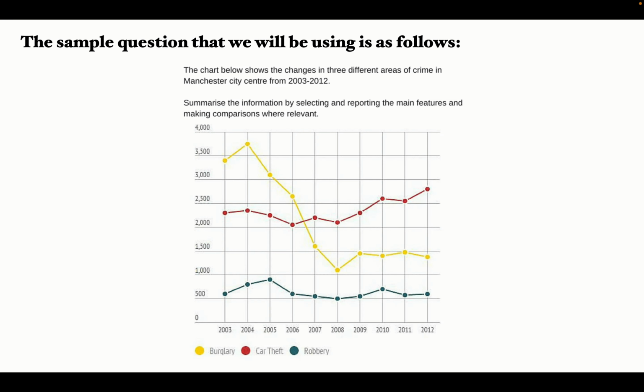The chart below shows the changes in 3 different areas of crime in Manchester city centre from 2003 to 2012. Summarise the information by selecting and reporting the main features and making comparisons where relevant. There you go. You can come back and look at this at any stage. It might be worth having a longer look at it when you decide what the main features are, when you start writing your chart description for this. But now let's move on.